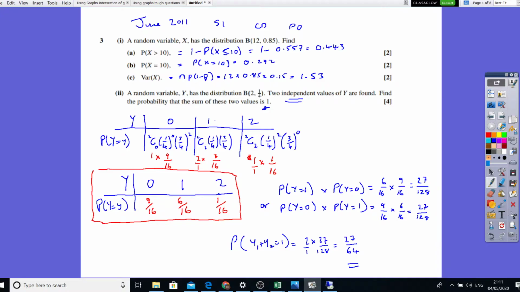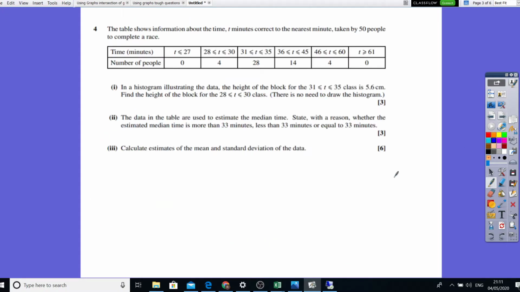Okay, let's go to the next question. Question 4, part 1, histogram. Here's the histogram that illustrates the data. The height of the block when time is between 31 and 35 is 5.6. Find the height of the block for this interval.